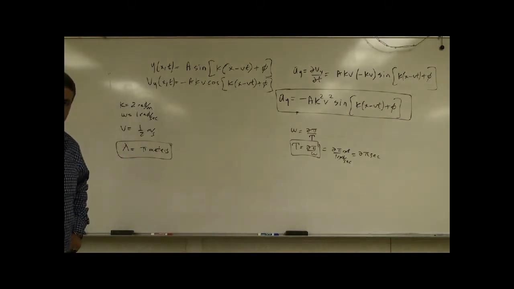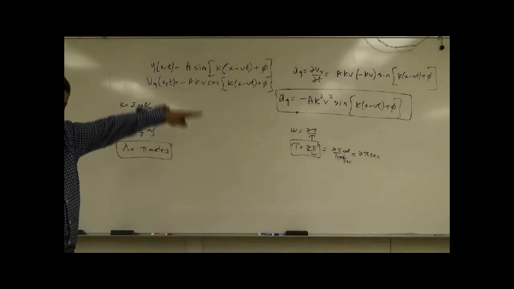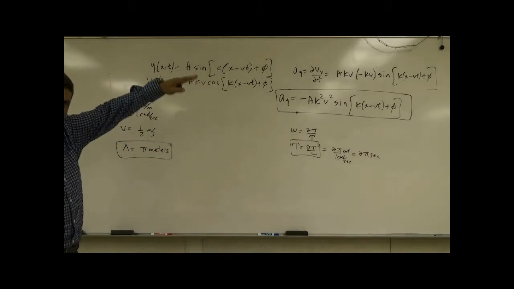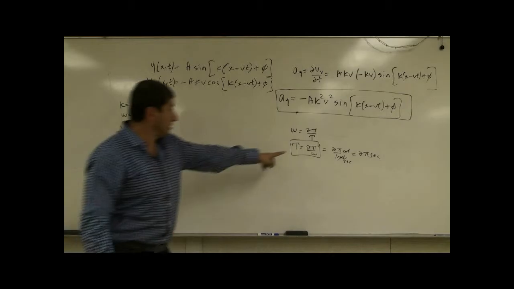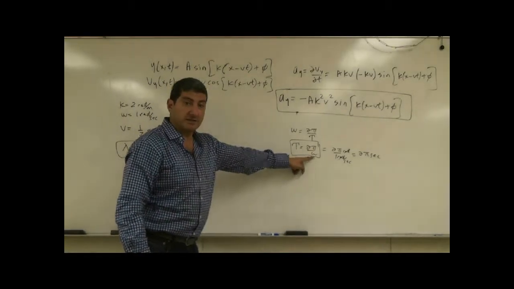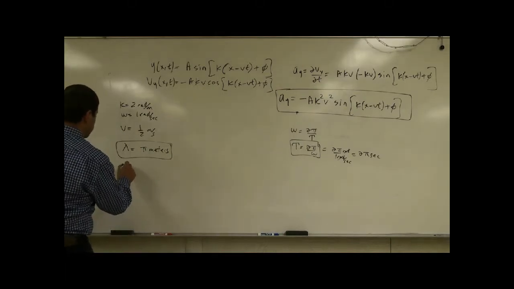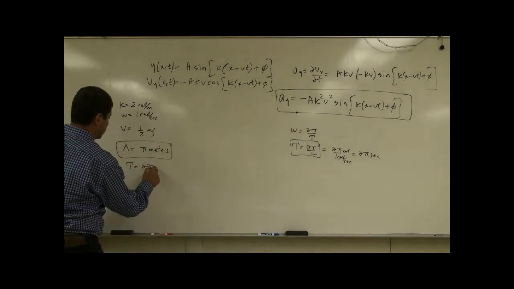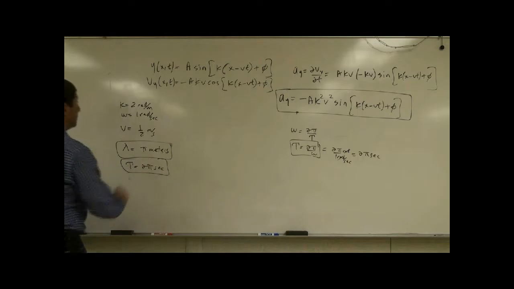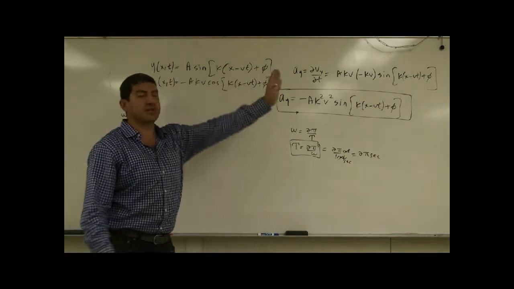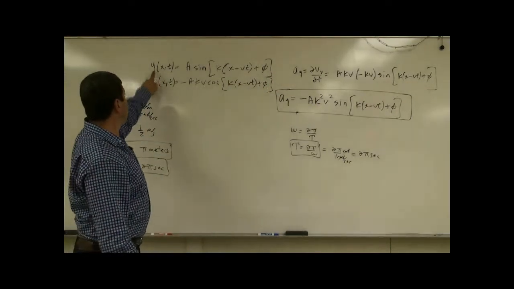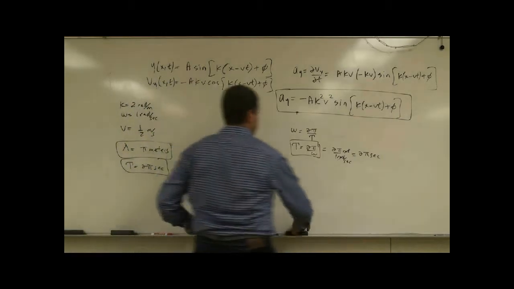What's going to happen to the period? How long will it take it to go back up and down? The period is not changing because I kept the omega as 1 radian per second. So the period is still going to be 2 pi seconds. So what are the equations of its displacement, velocity, and acceleration? y, Vy, and Ay. Okay?